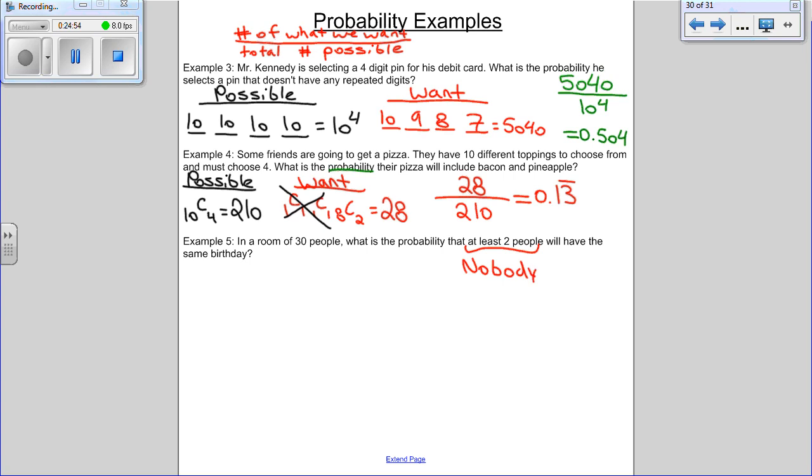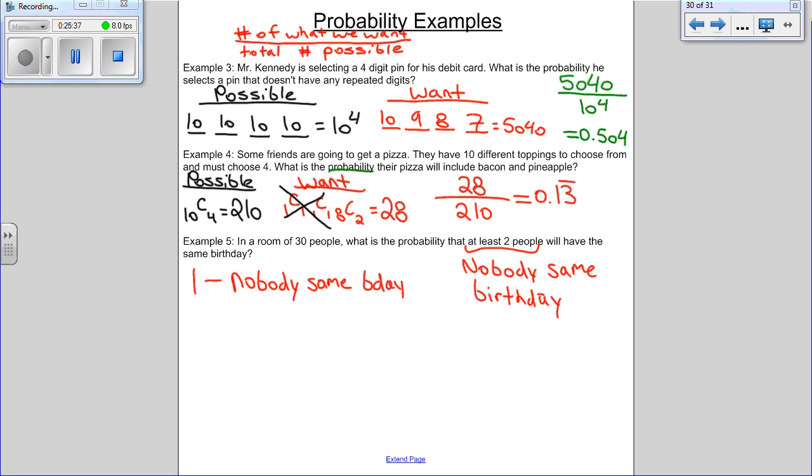And what we do is we take the probability of 1, that would be everything's possible, and you subtract the probability that nobody has the same birthday. Alright, figure out if 30 people all have different birthdays. How are you going to do that? That's the hard part. It's kind of a crazy calculation.